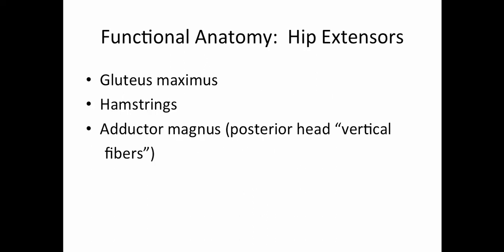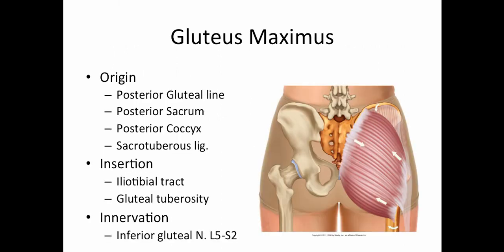Now the functional anatomy of the hip extensors, including the gluteus maximus, the hamstrings, the adductor magnus, or the posterior head vertical fibers. The gluteus maximus originates on the posterior gluteal line, the posterior sacrum, the posterior coccyx, and the sacrotuberous ligament. It inserts on the iliotibial tract and the gluteal tuberosity.